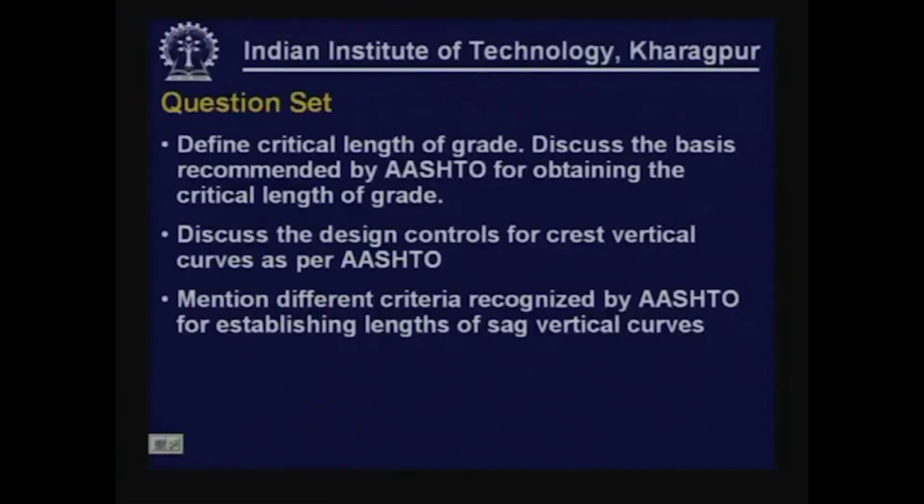Now, try to answer some of these questions. Number 1, define critical length of grade, and discuss the basis recommended by AASHTO for obtaining the critical length of grade. Number 2, discuss the design controls for crest vertical curves as per AASHTO. Number 3, mention different criteria recognized by AASHTO for establishing lengths of sag vertical curves. Try to think about the answers, we shall discuss the answers in the next lesson.